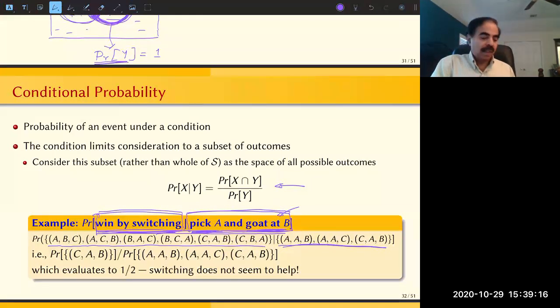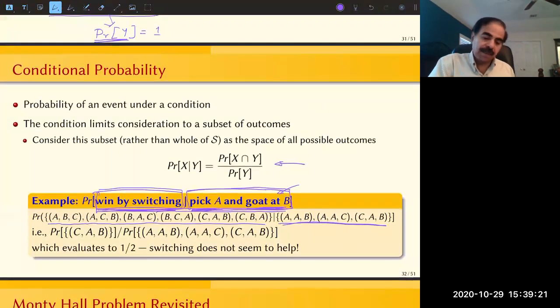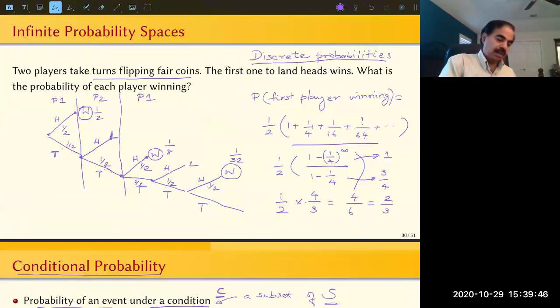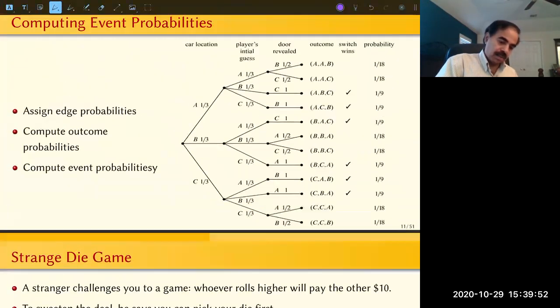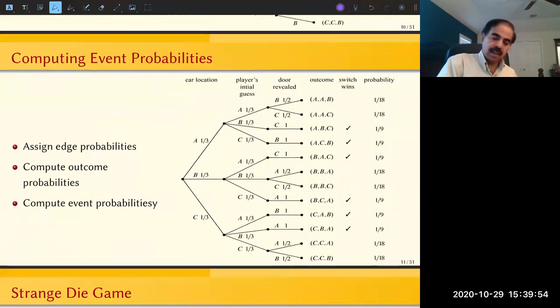Okay, so I'm going to flip back many slides to at least point out that this set has three elements, and this set where you win by switching has 1, 2, 3, 4, 5, 6 elements. Okay, so let's go back.